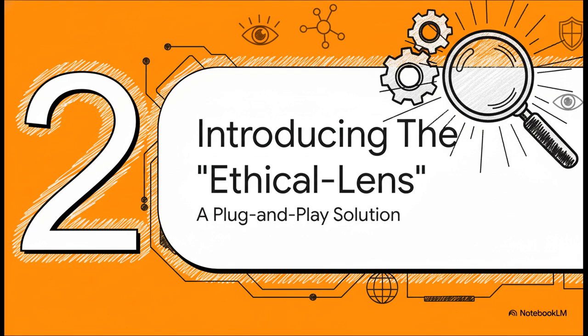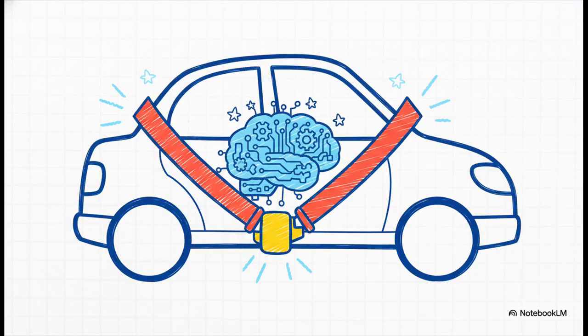Okay, so now that we've got the problem clearly defined, let's talk about the solution, or at least a potential solution. Let's introduce the hero of our story today, a new framework from a team of researchers called the ethical lens, and it's designed to do one thing: tackle these safety issues head-on. You know, the easiest way to get your head around this is to think of it like a smart safety filter. Or even better, think of it like a seat belt for an AI.